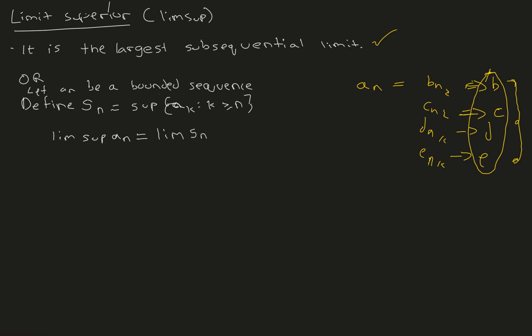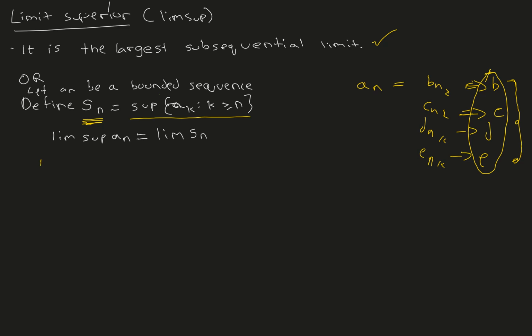This is the simple definition, it's easy to understand. The more complicated one is, if a_n is a bounded sequence, which is another way of saying what we just said before, that it's the largest limit of all the subsequences. Define S_n as a new sequence, the supremum of a_k with k greater than or equal to n, and lim sup is the limit of this new sequence S_n, which we defined as the supremum of a_k.